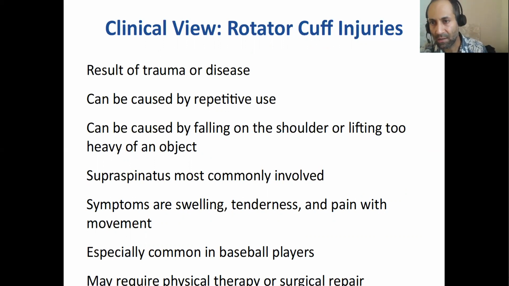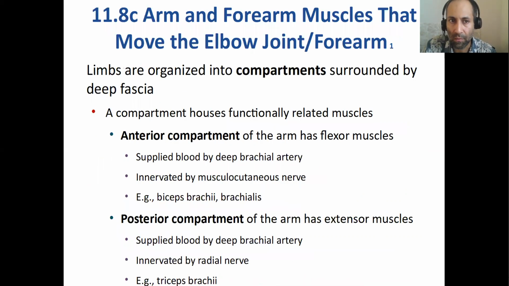Treatment: rest, ice, sometimes a sling just to stabilize the joint, painkillers, and in severe cases, when the rotator cuff injury is like a strain where the muscle is actually torn away, that may require even surgical repair, all right?